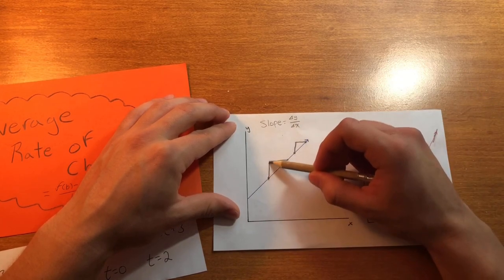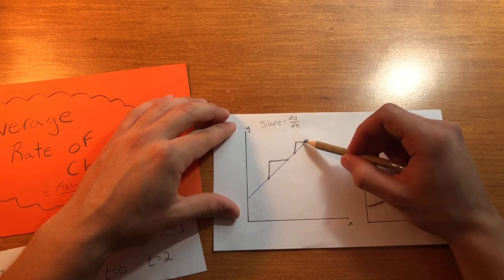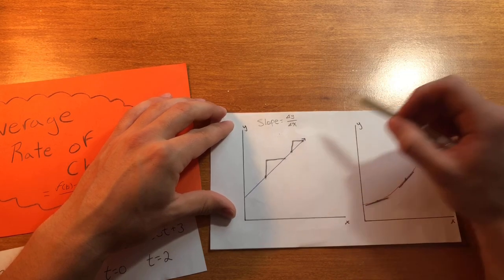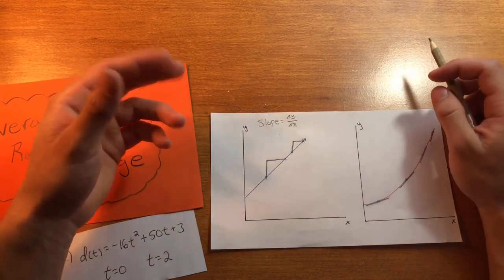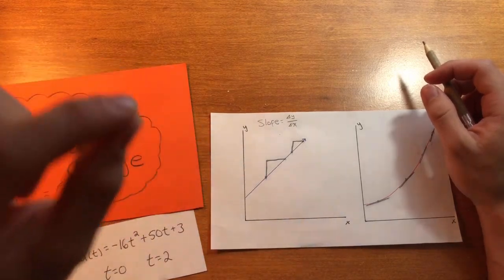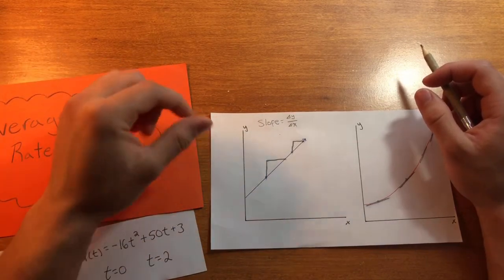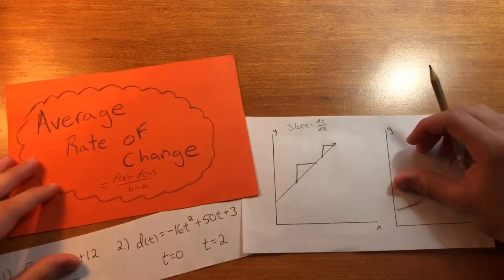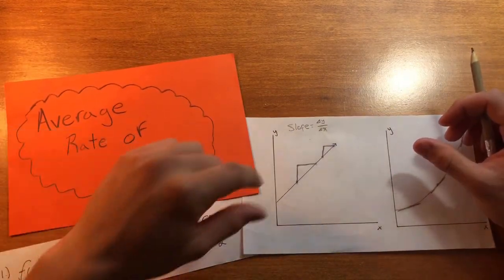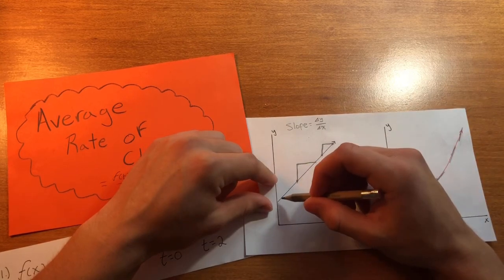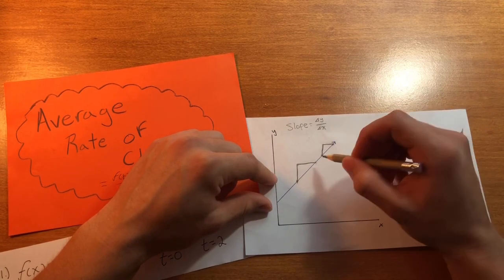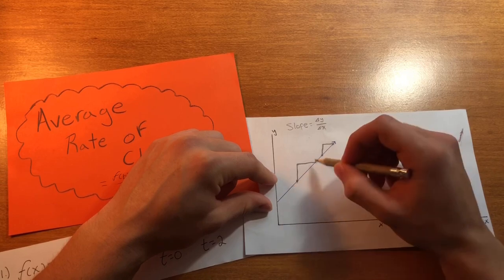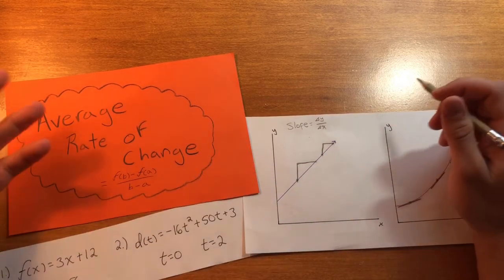So change of y, change of x. And from this point to this point, change of y, change of x. What you're going to find is the slope never changes. No matter what point I pick on this straight line, the slope is going to be the same. It's never going to change. So if that's the case, my average rate of change is going to be the same as the slope at any point on this straight line, or between any 2 points. The rate of change is going to be the same as the average rate of change.